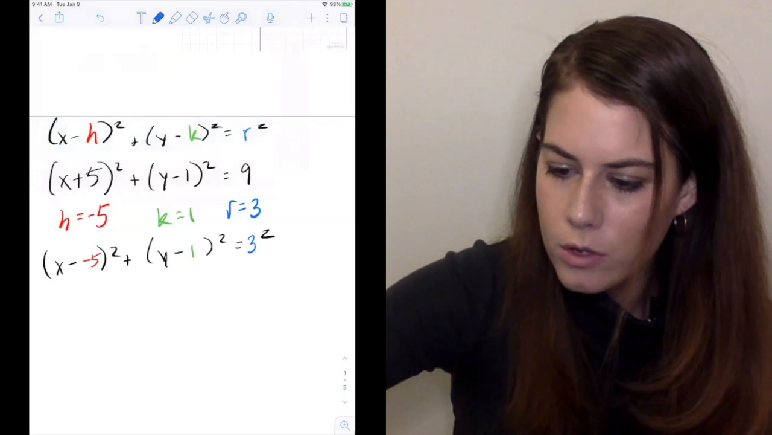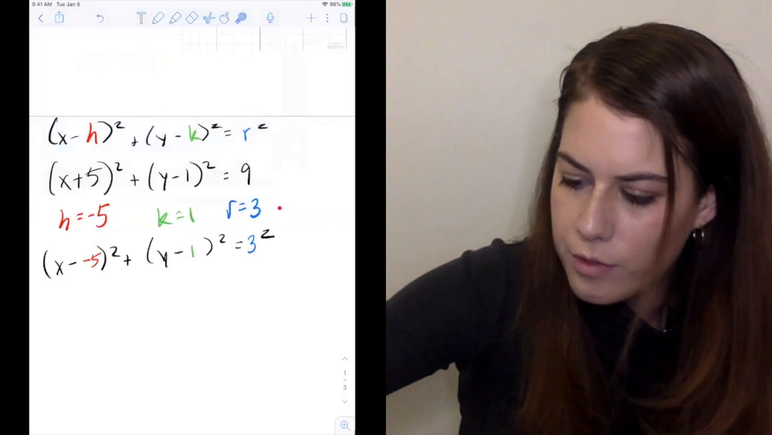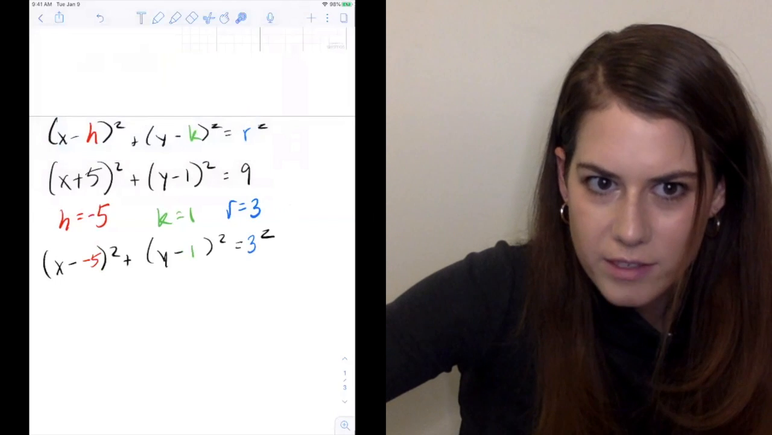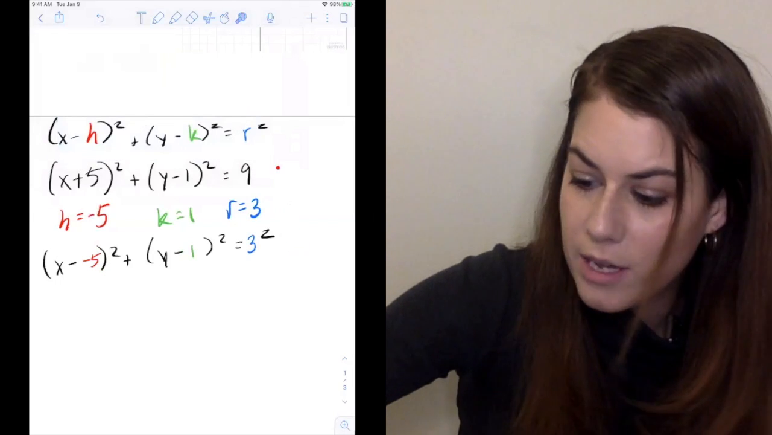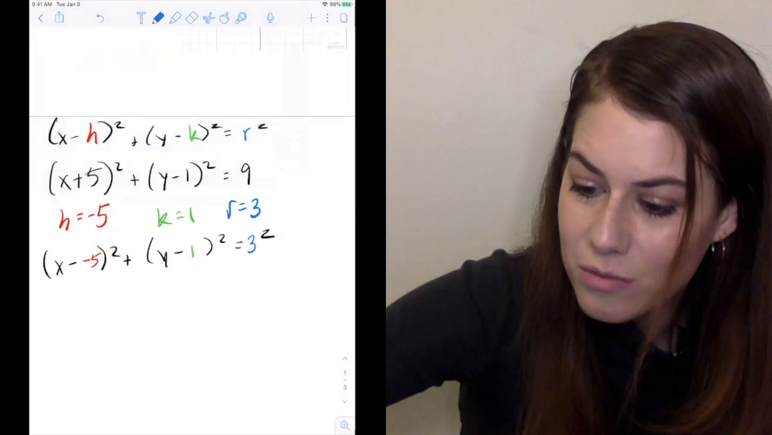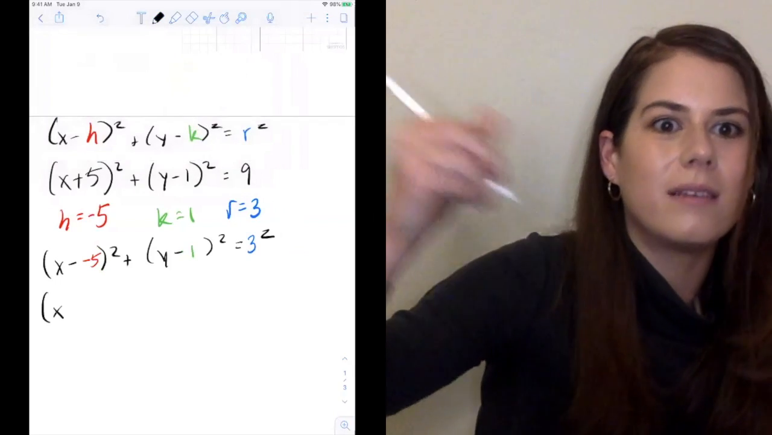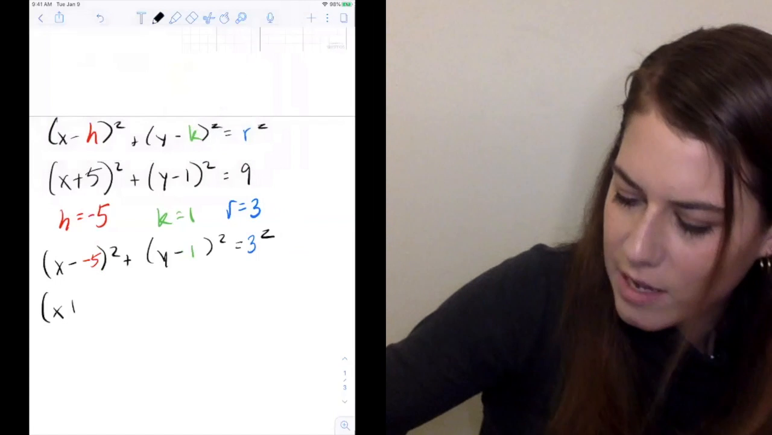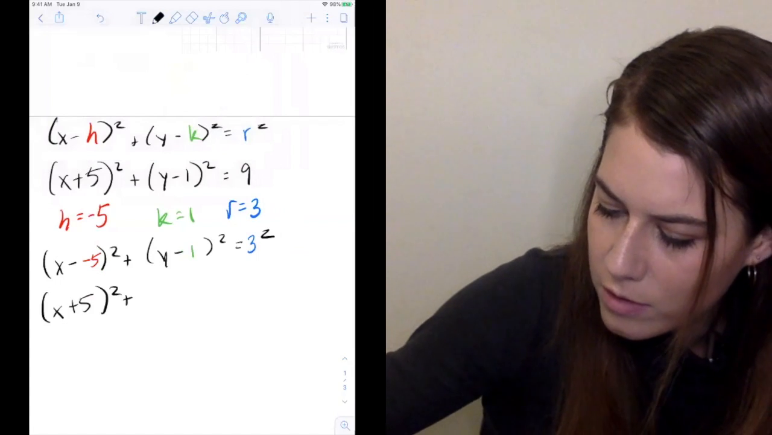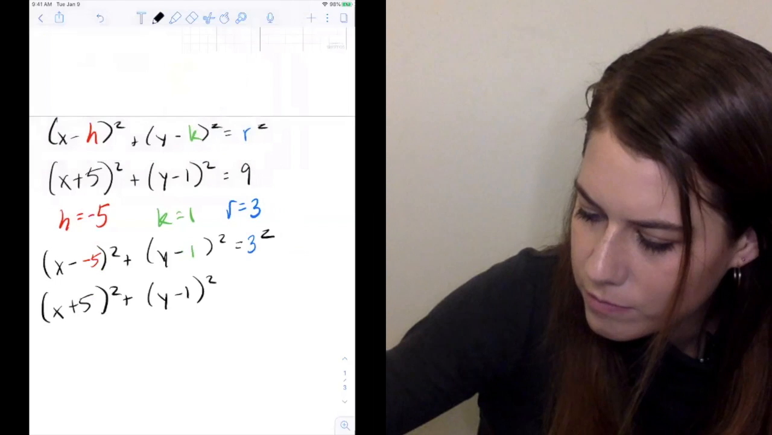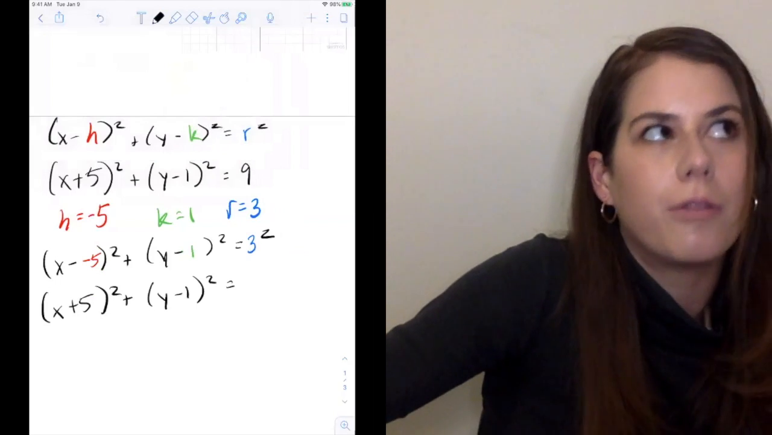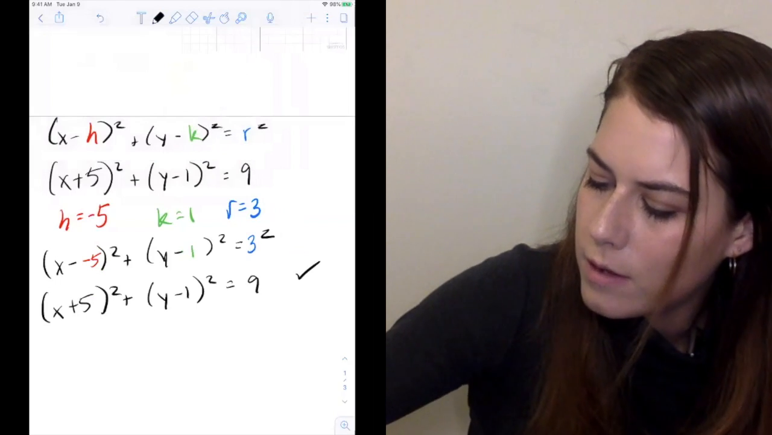So this is what I thought was correct. I'm going to simplify this and make sure I get what I was given. x minus negative 5, that's the same as x plus 5. y minus 1, and then 3 squared, 3 times 3 is 9. We got it.